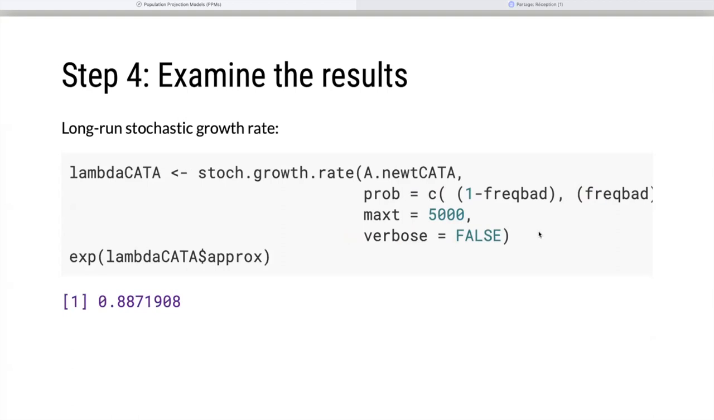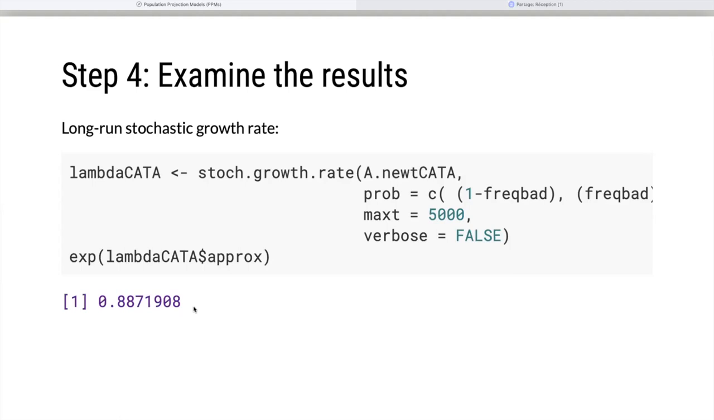Okay, let's do it. We run the stochastic projection, look at lambda, 0.88. So you see now we're below 1. So on average, the population is declining if we consider that 1 year out of 3, on average, we have a bad year. So the way that we included the environmental stochasticity is very important, because it completely changes the fate of the population.